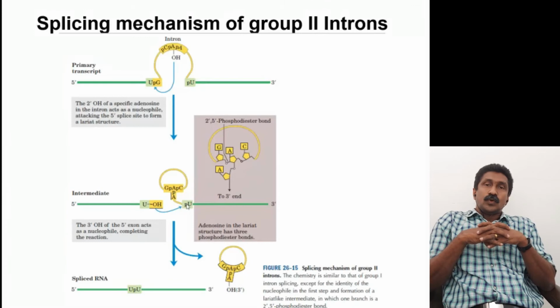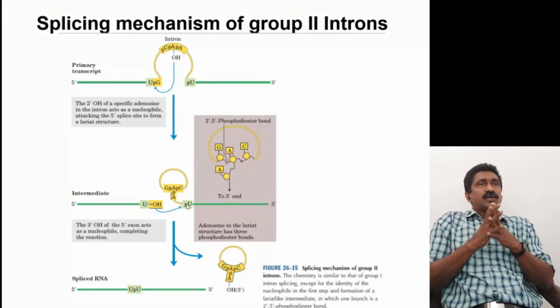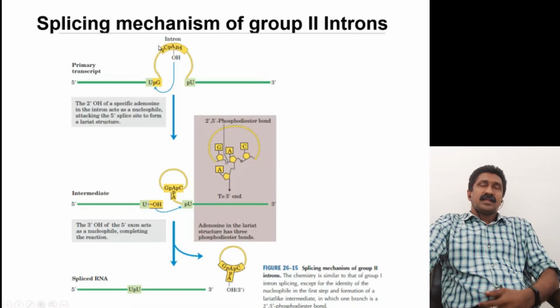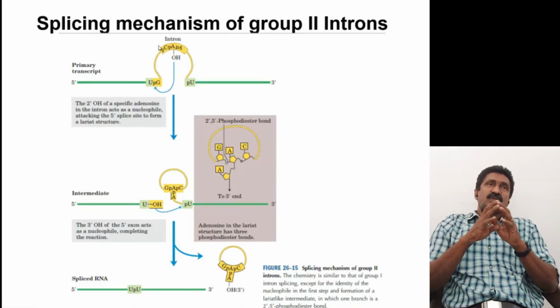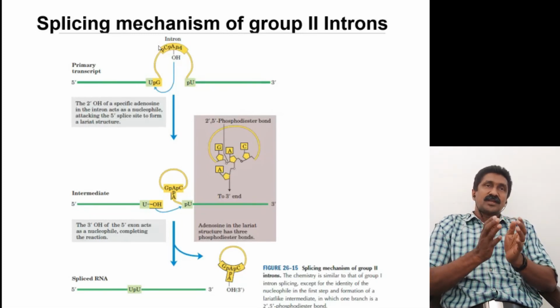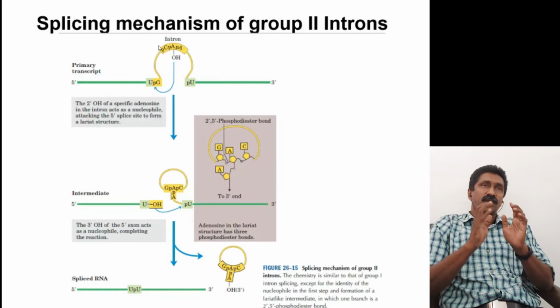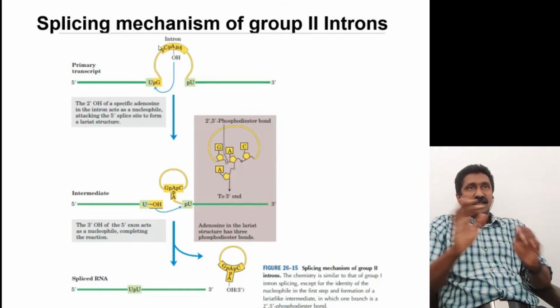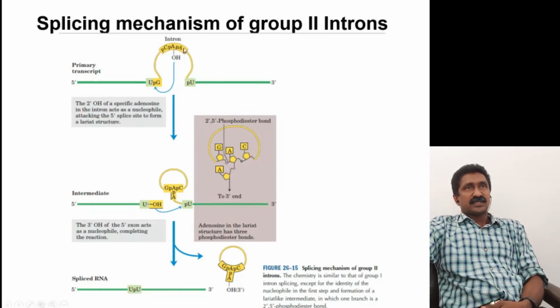Now we come to the group 2 introns. In the case of group 2 introns, we don't have an incoming guanosine, or an external supply of a guanosine with the free OH group. But instead, it uses an internal portion of the concerned intron with an OH group.